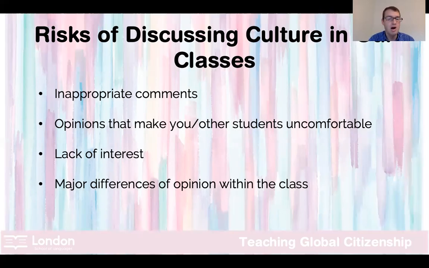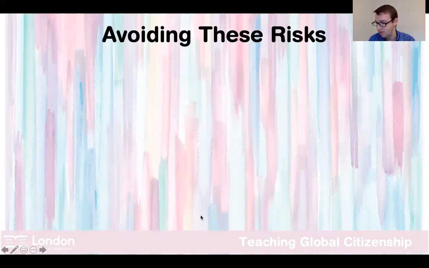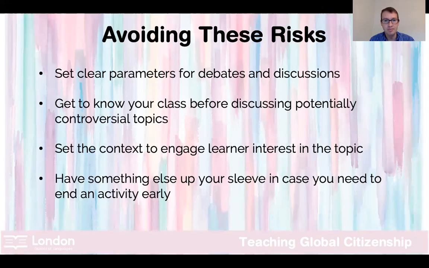And you might also find that you have some major differences of opinion within the class, and that can lead to conflict, perhaps. So how can we avoid these risks? Well, for me, the first thing is to set clear parameters for debates and discussions. Tell your students in advance, I will not accept any abuse, any kind of conflict that's over the top. You have to say, no, this is not acceptable, and we would end the discussion there.